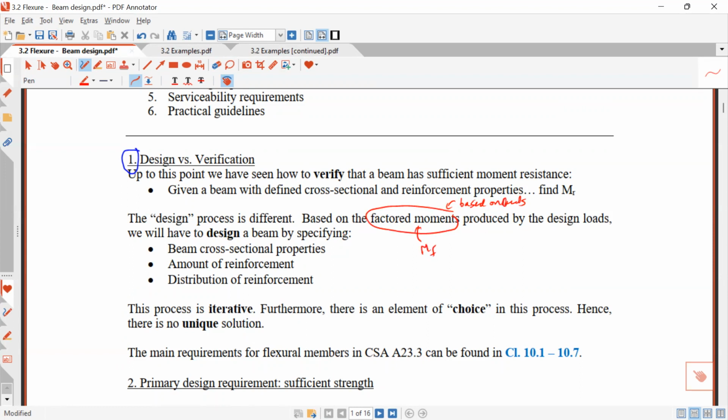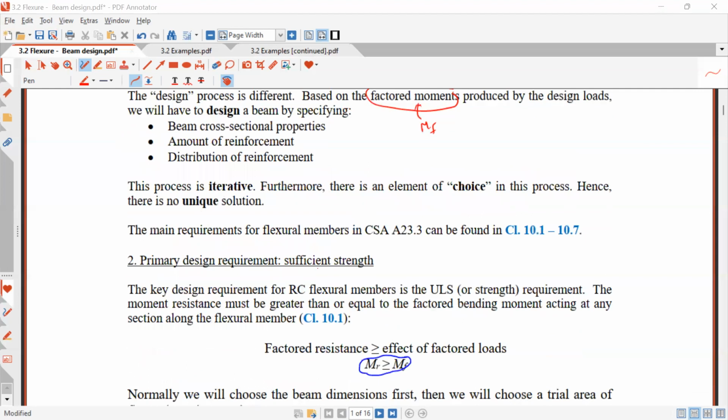We'll have to design a beam by specifying the beam cross-sectional properties, the amount of reinforcement, and the distribution of the reinforcement. This process is iterative, so you can have different choices for the beam cross-section. Similarly, for the amount of steel, you might need a certain amount of steel, but you may choose to use 15M bars or 20M bars or 30M bars. So there are different options here. There won't be a unique solution when you do design. That's why it's an iterative process and there's an element of choice.